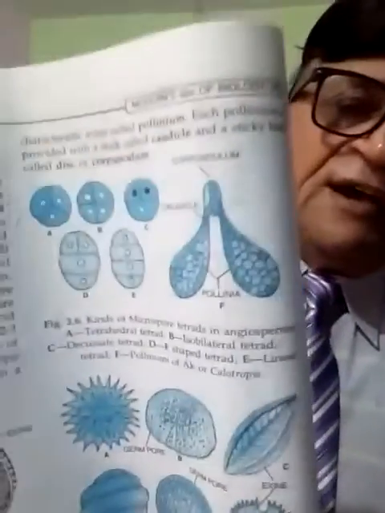There are different types of pollen grains. In Calotropis, there is a special type of pollen grain. This is pollen grain of Calotropis for pollination by insect or air. Okay? Then, when the pollen grain falls on the stigma, it germinates. It germinates into pollen tube.